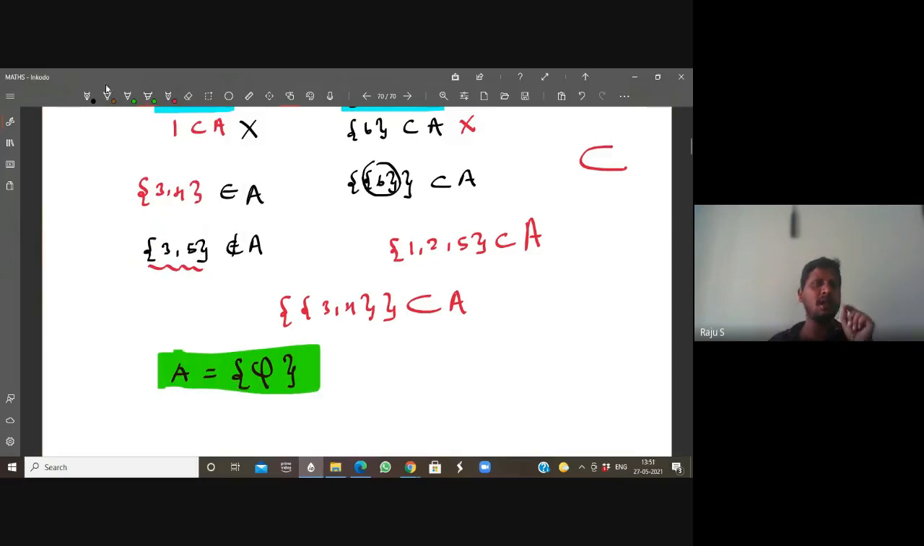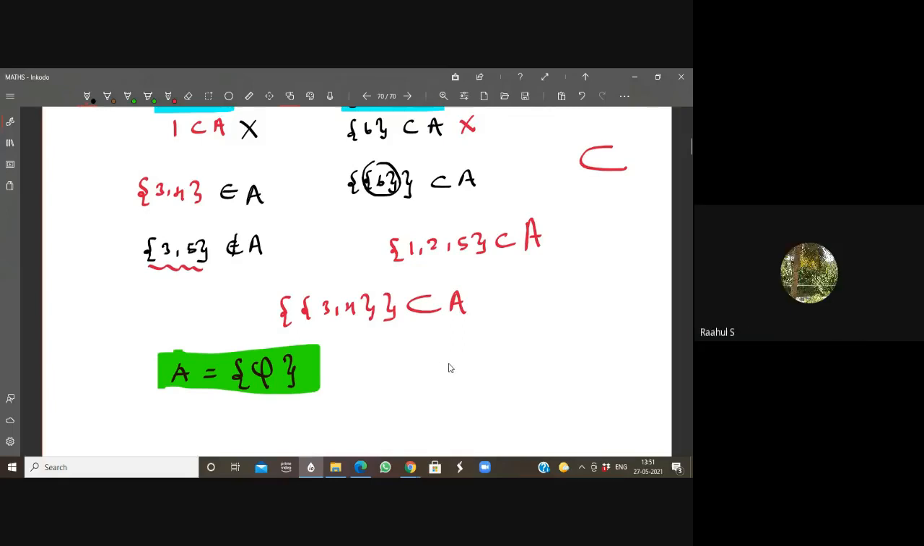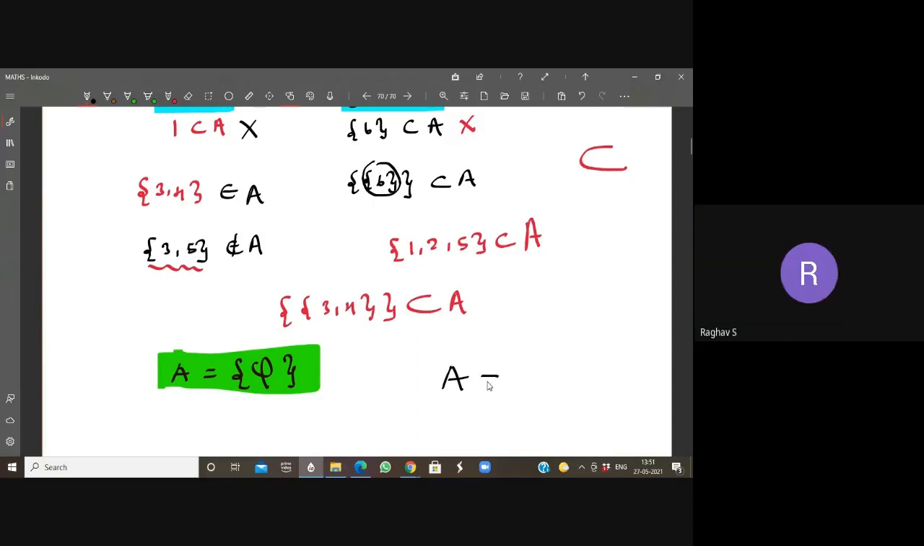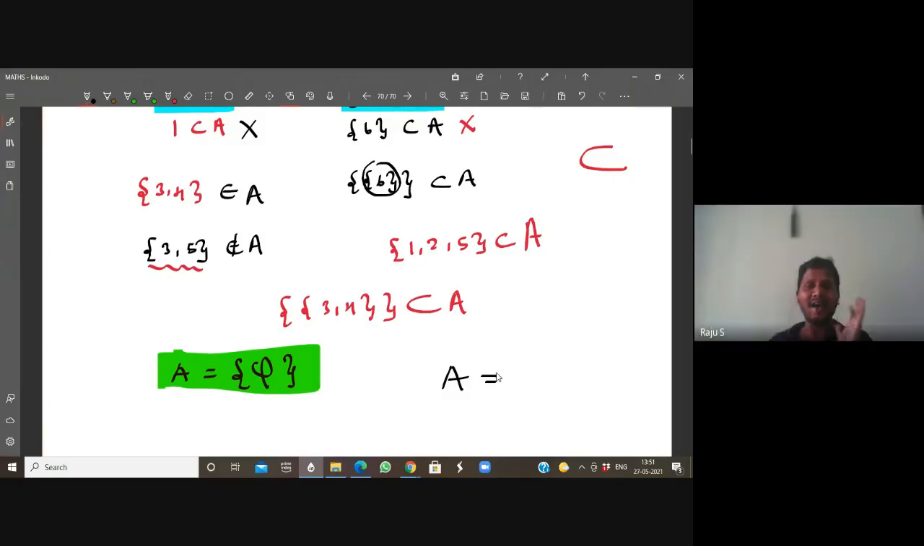Is it an empty or non-empty set? Anyone? Non-empty set, sir. 0 is an element here, sir, so it is a singleton. No, I have written 5, I have written like this.